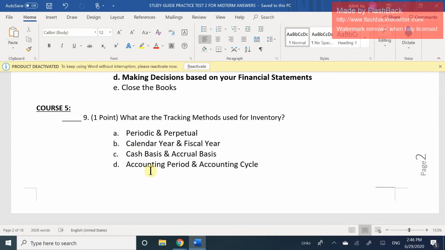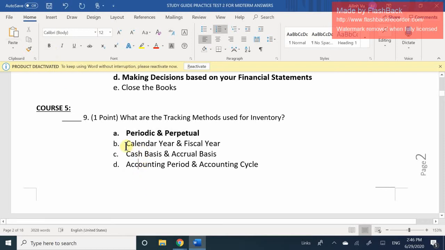A, periodic and perpetual is correct. Yes, it's the only way we track inventory. Calendar year versus fiscal year is just how you measure your period, as well as when it's the appropriate time to file your taxes. Cash basis and accrual is just based on how you want to operate your business, whether you want to do cash basis or you're going to allow people to owe you. And lastly, accounting period and accounting cycle are two different things. So, all right, good.